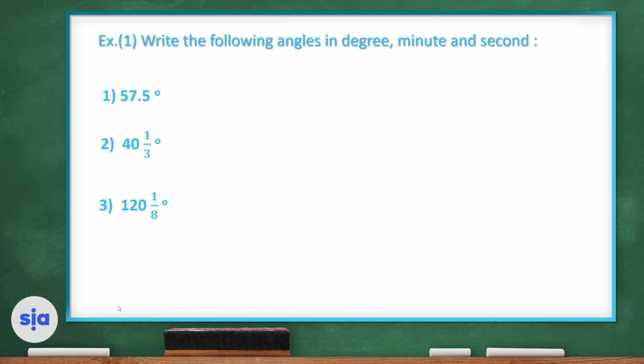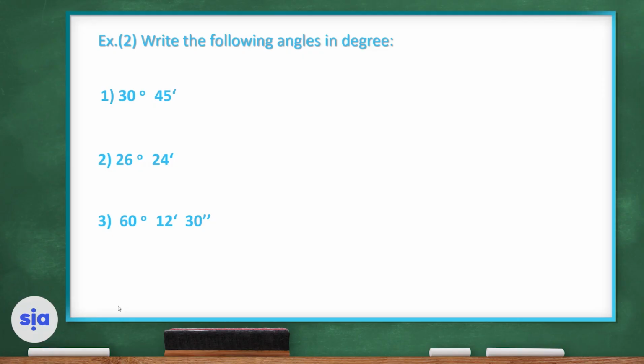Write the following angles in degrees, minutes, and seconds. First of all, 57.5 degrees. It's 57 degrees, 30 minutes. Question 2, 40 and 1/3 degrees. So it will be 40 degrees and 20 minutes. Question 3, 120 and 1/8 degrees will be 120 degrees, 12 minutes and 30 seconds.